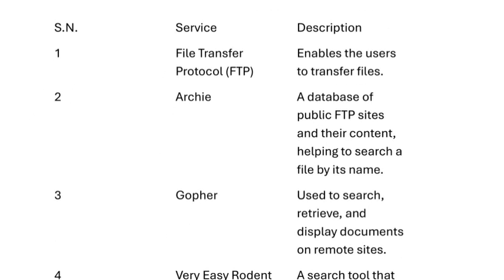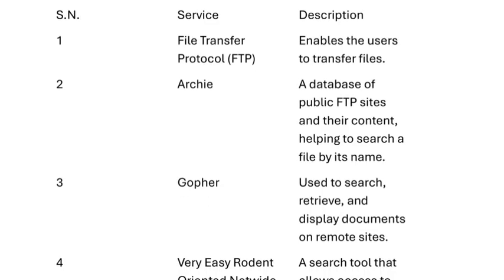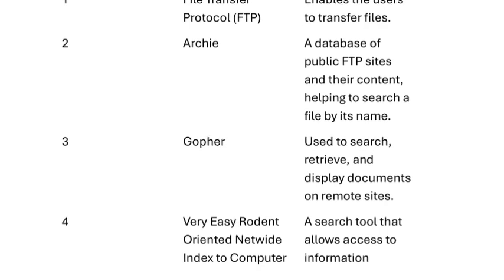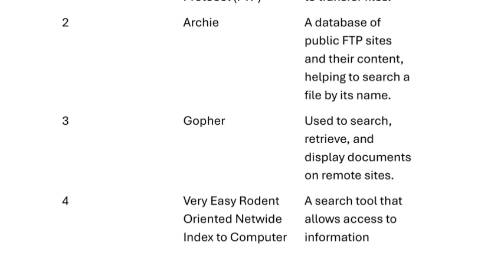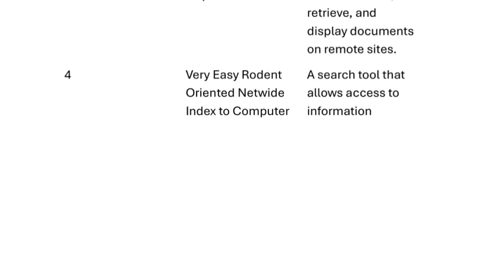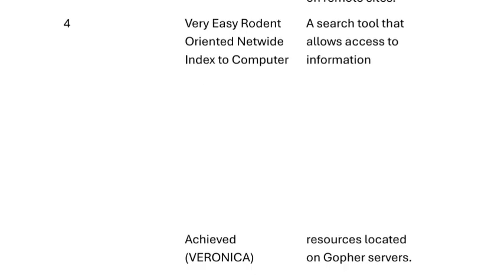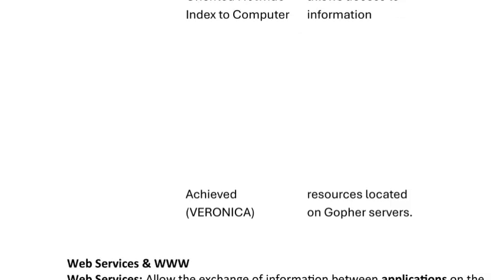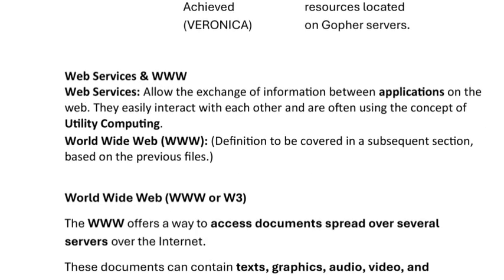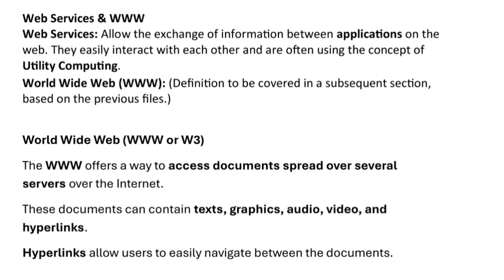Information retrieval services. 1. File Transfer Protocol, FTP, enables the users to transfer files. 2. Archie, a database of public FTP sites and their content, helping to search a file by its name. 3. Gopher, used to search, retrieve, and display documents on remote sites. 4. Very Easy Rodent-Oriented Netwide Index to Computerized Archives, Veronica, a search tool that allows access to information resources located on Gopher servers.